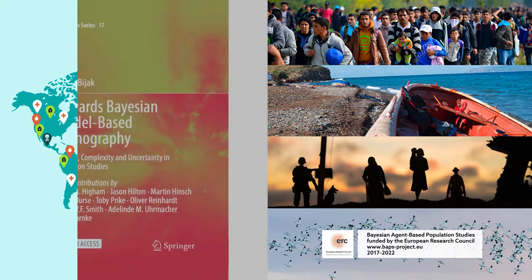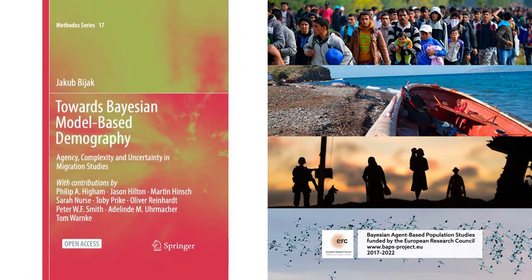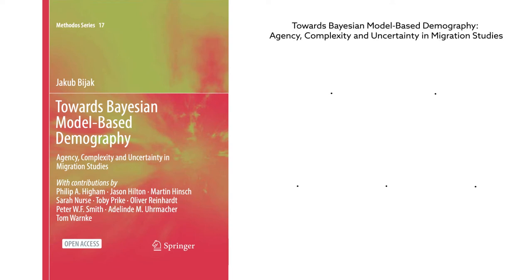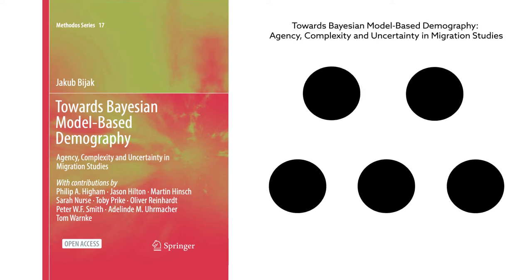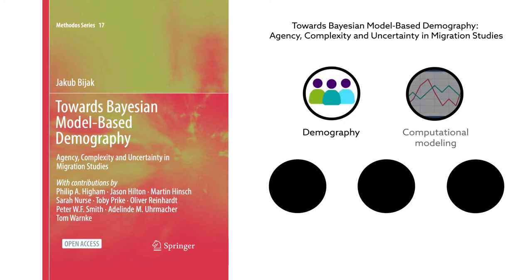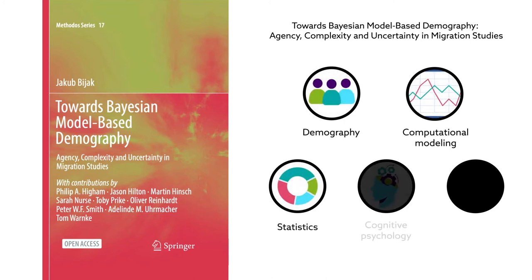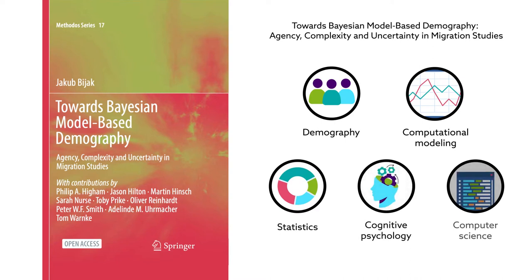The authors of a new book from Springer's Methodos series hope to provide the tools for that undertaking. In Towards Bayesian Model-Based Demography, Agency, Complexity, and Uncertainty in Migration Studies, researchers across several disciplines offer a much-needed blueprint for modeling modern migration processes. The authors pull from recent advances in demography, computational modeling, statistics, cognitive psychology, and computer science to tackle the uncertainty and complexity that shroud international migration.